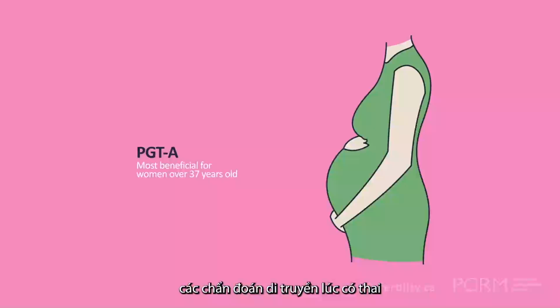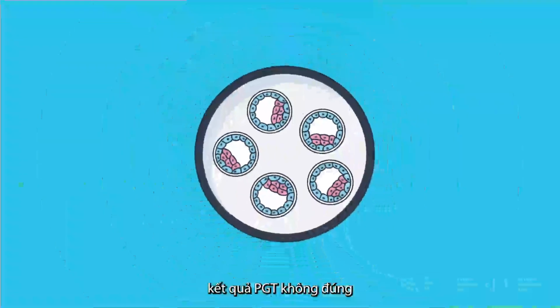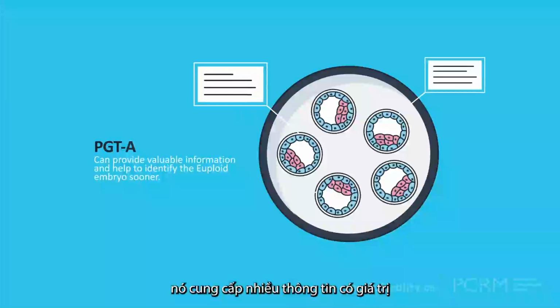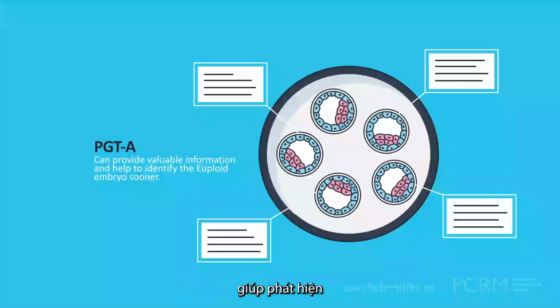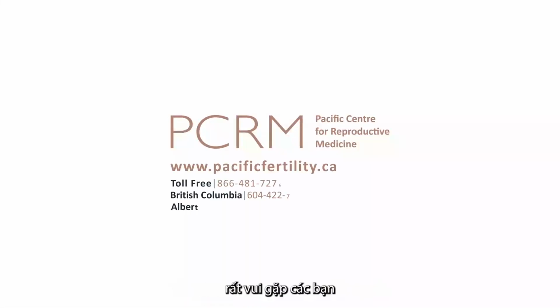Once pregnant, prenatal genetic screening is still recommended because although it's very accurate, there is a chance that PGT-A can be incorrect. Even though PGT-A does not create better quality embryos, it can provide valuable information and help to identify the euploid embryo sooner. At PCRM, we perform a high number of PGT-A cycles, and our genetic counselors would be happy to meet with you and answer your questions.